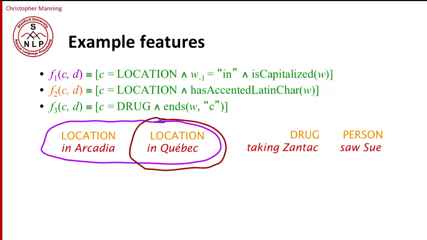Okay, so then let's look at feature 3. Feature 3 says the class is drug and the word ends in C. So that's a feature that's true of this piece of data, but not any of the others.